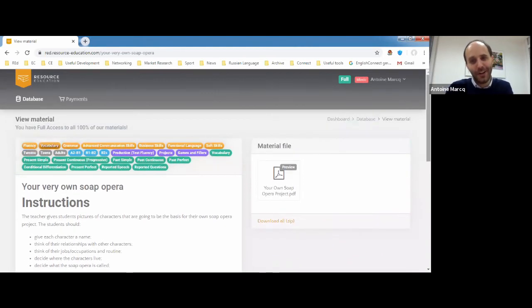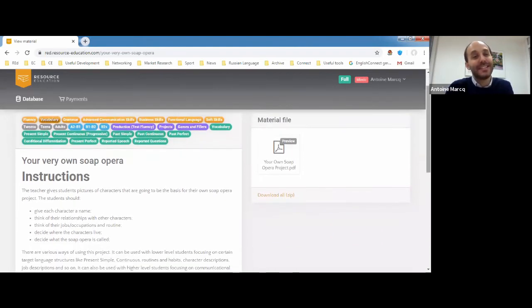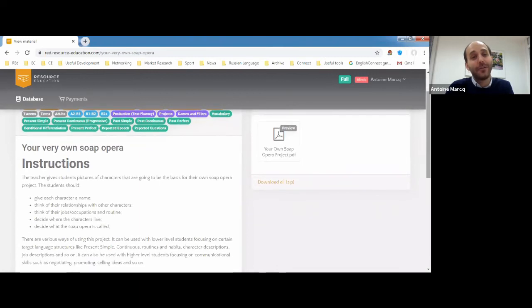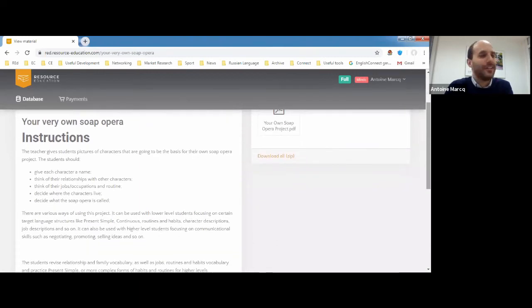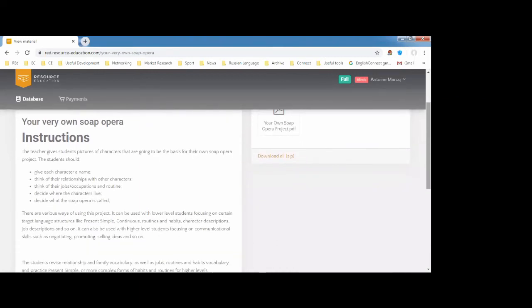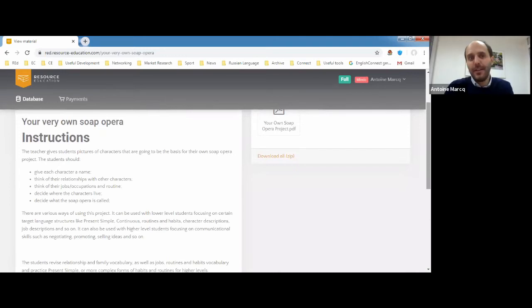The whole idea here is that students are going to design their very own soap opera. It's loads of fun. Wow. The whole idea, so you see, for a soap opera, I really love this activity because actually you can start this at a very low level.